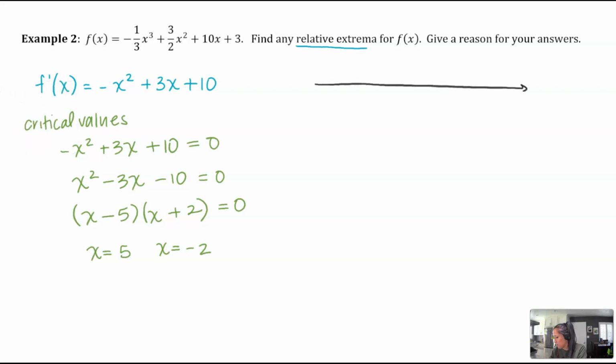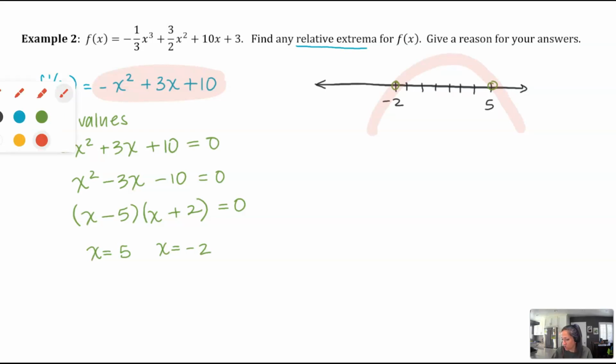So we're going to make ourselves a number line, negative 2 up to 5. We know these are our possible relative extrema, negative 2 and 5. We can use test points, but I'm going to use the shape of our original f prime of x here. We know that's a downward facing parabola, so it's going to be negative, then positive, and then negative.